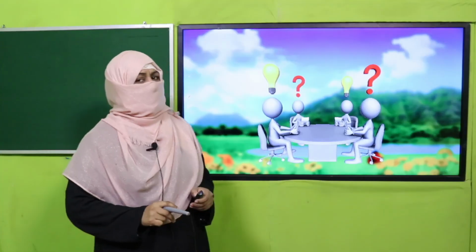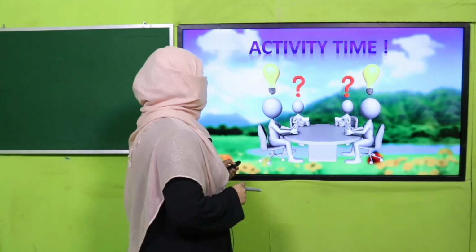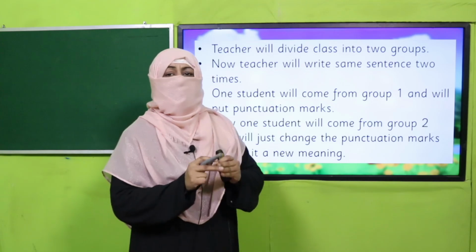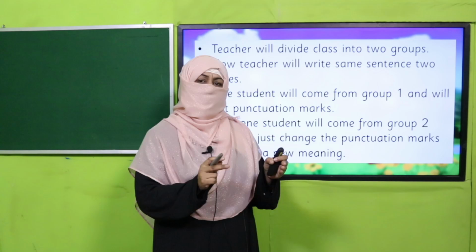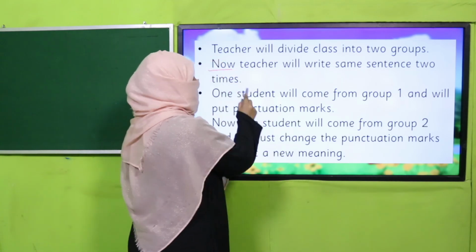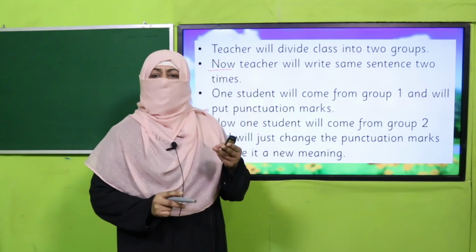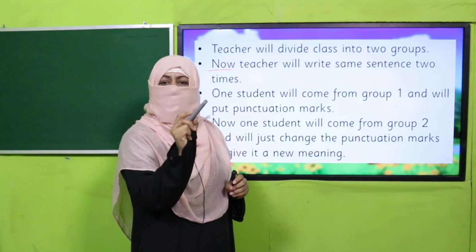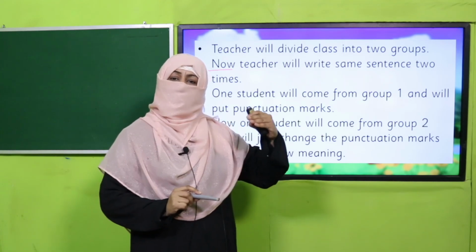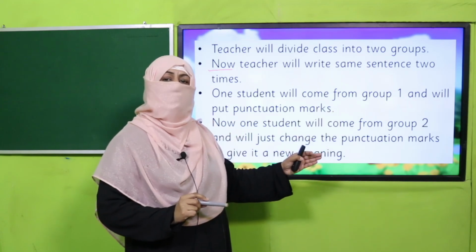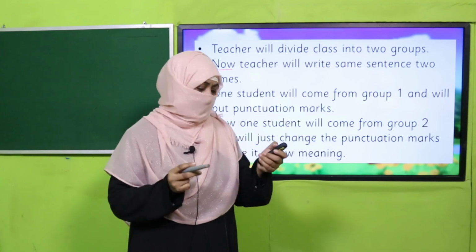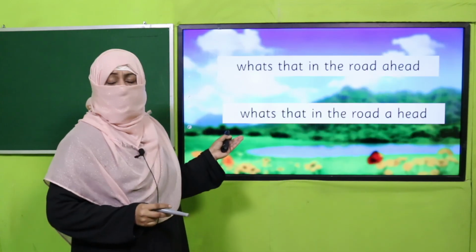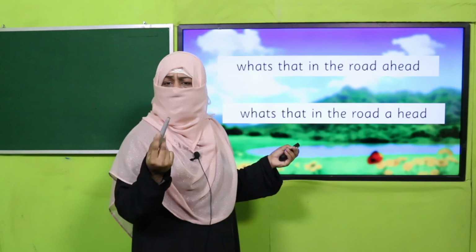And here I have an activity for you. Are you ready for that? Are you excited for that? That's a good thing. All right, my dear teachers, what we are supposed to do: we will divide the class into two groups, group 1 and group 2. Now, the teacher will write the same sentence on the board two times. A child from group 1 will come and punctuate the sentence, and a child from group 2 will come and punctuate the sentence to give it a different meaning. Here I have given many examples in the lesson plan. You can take sentences of your own as well.